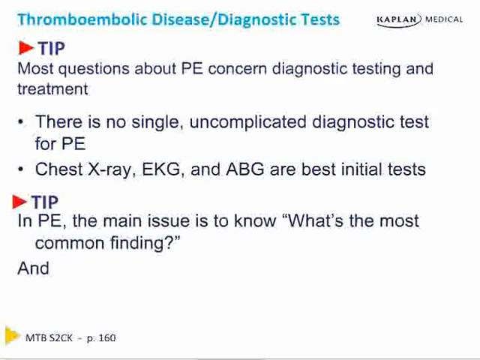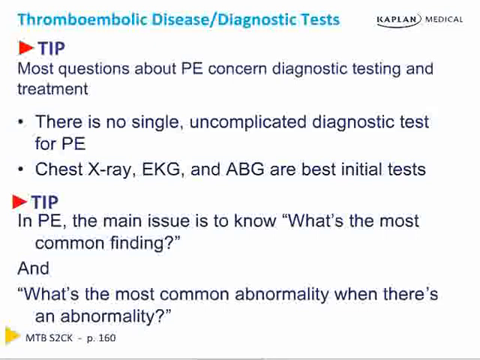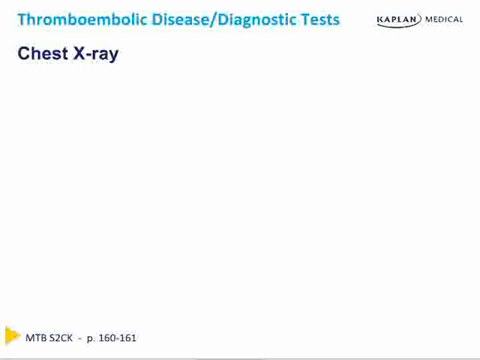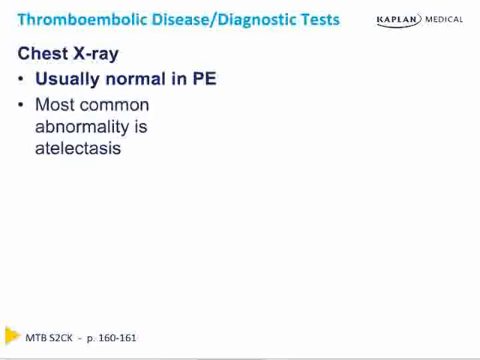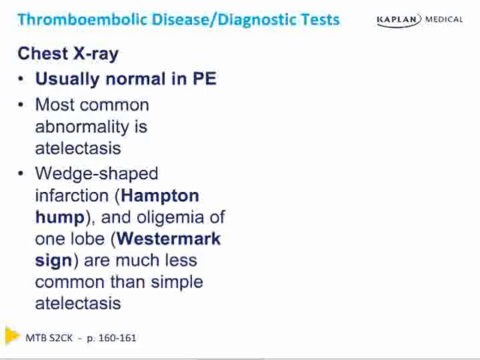Remember, in PE, the main issue is to realize what's the most common finding and what's the most common abnormality when there is an abnormality. Let us help to answer this question. With regard to the chest x-ray, it's almost always normal in a PE. Most commonly, if there is an abnormality, it's just plain old atelectasis. Less commonly, a wedge-shaped infarction can be seen, which is called the Hampton hump, or you can see oligemia, or decreased blood flow and vascularization of one lobe, known as the Westermarck sign. Both are much less common than simple atelectasis.